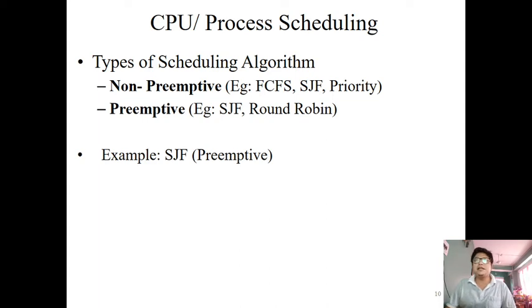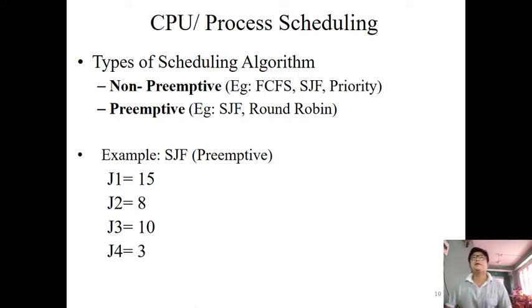We will see that example with the help of preemptive SJF. SJF has two versions, non-preemptive and preemptive. We will understand preemptive SJF with the help of an example. Suppose we have four processes: J1 with 15 units, J2 with 8, J3 with 10, and J4 with 3. And all of them have arrived at the same time.